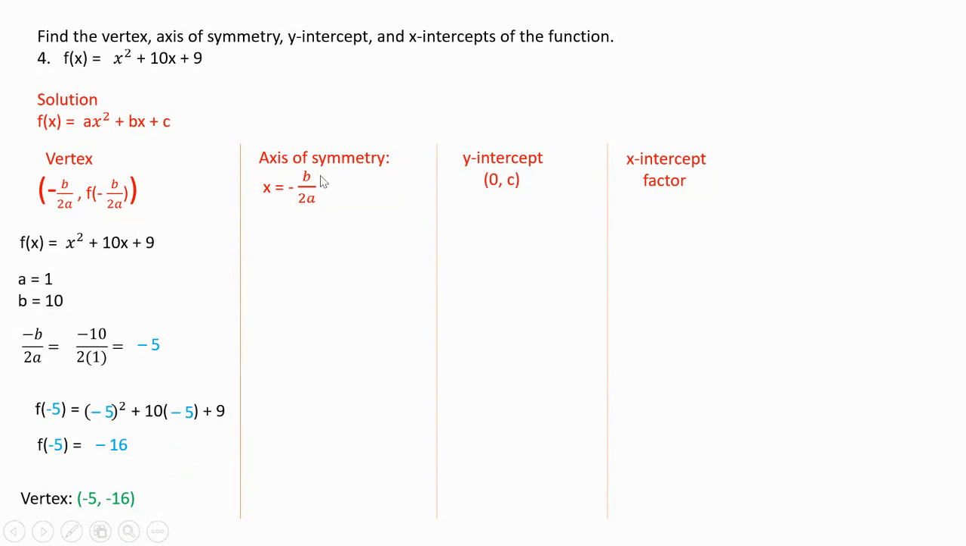Now, what's the axis of symmetry? Once you find the vertex, guys, you find the axis of symmetry. My axis of symmetry will be the x value of the vertex, which is x equals negative 5. And the y-intercept will just be 0, 9. C equals 9, so it's going to be 0, 9. Okay. Now for the x-intercepts, we have to factor.